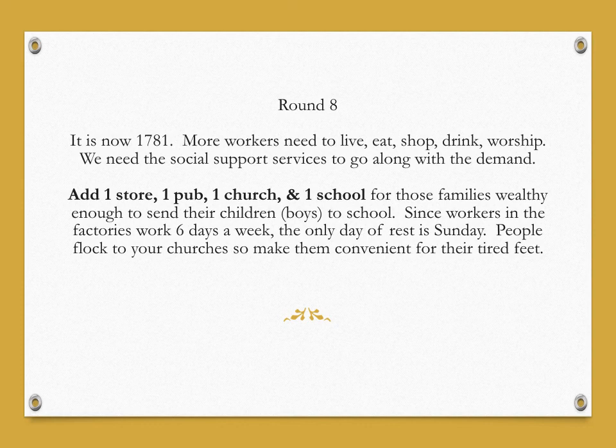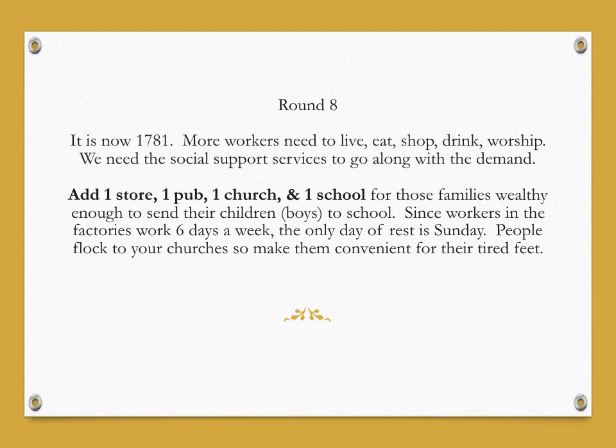It is now 1781. More workers need to live, eat, shop, drink, worship. They need social support services to go on with the demand. So you need to add 1 store, another pub. You guys know what a pub is, right? It's a bar where you drink. 1 church and 1 school. All these for families wealthy enough to send their children, really only boys at this point, to school.